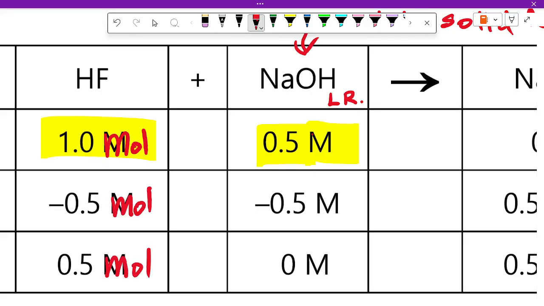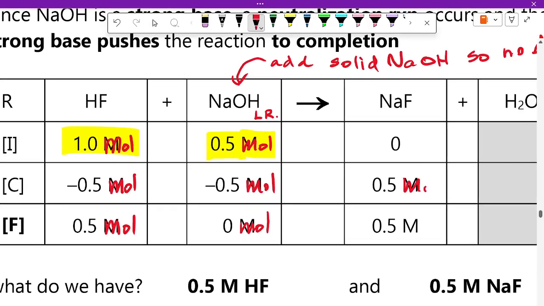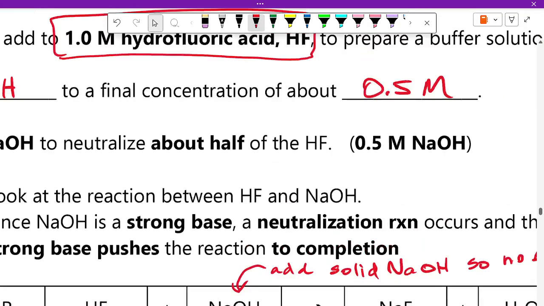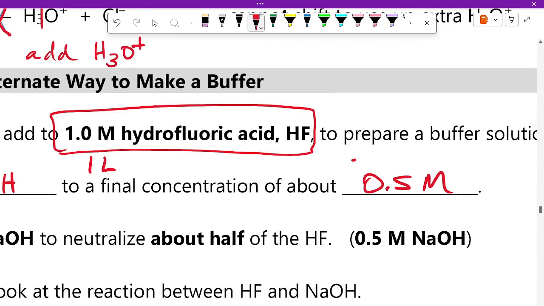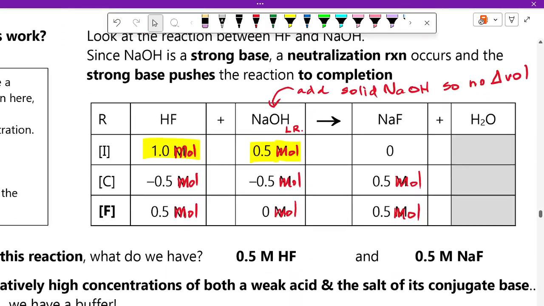We'll say we have 1 liter of the solution. Yeah, one liter of the 1 molar, which gives us 1 mole. I like it better in moles. It's just better for a RICFA table. So here we are. We've reacted 0.5 moles, and so we end up with 0.5 of our acid, 0.5 of our base.